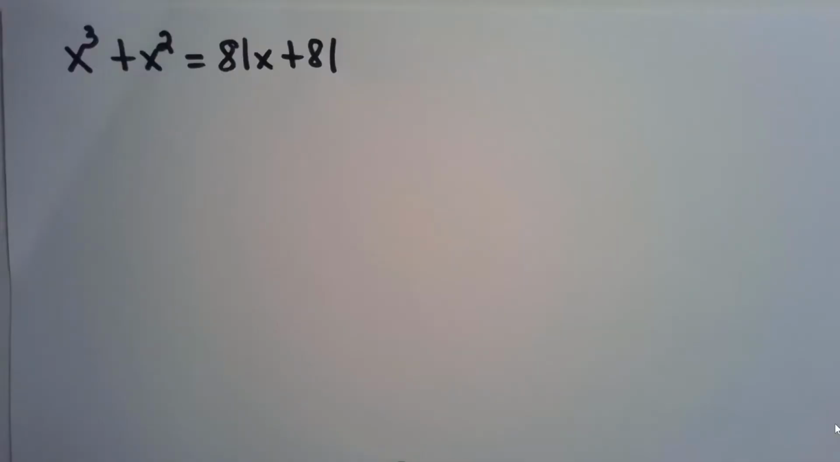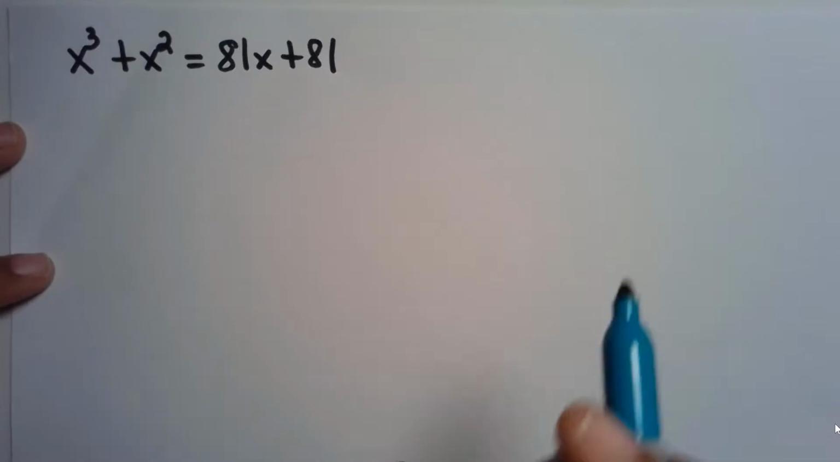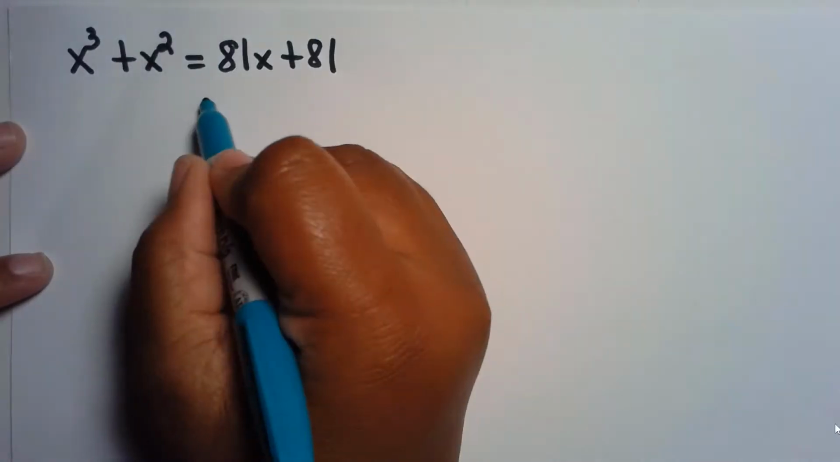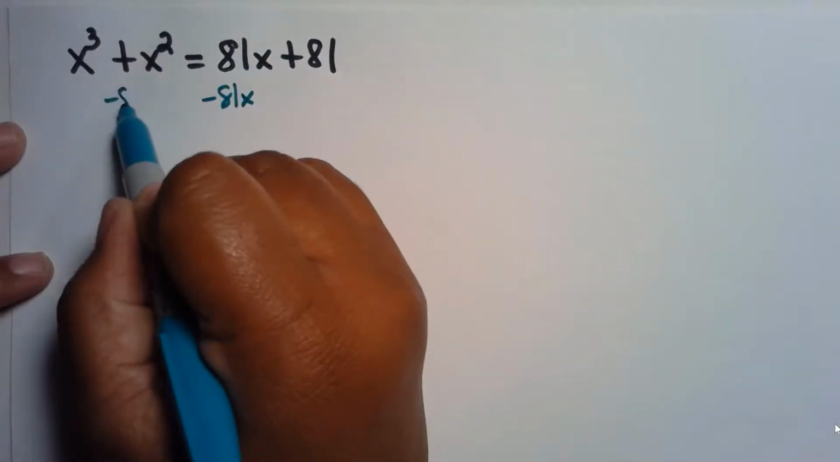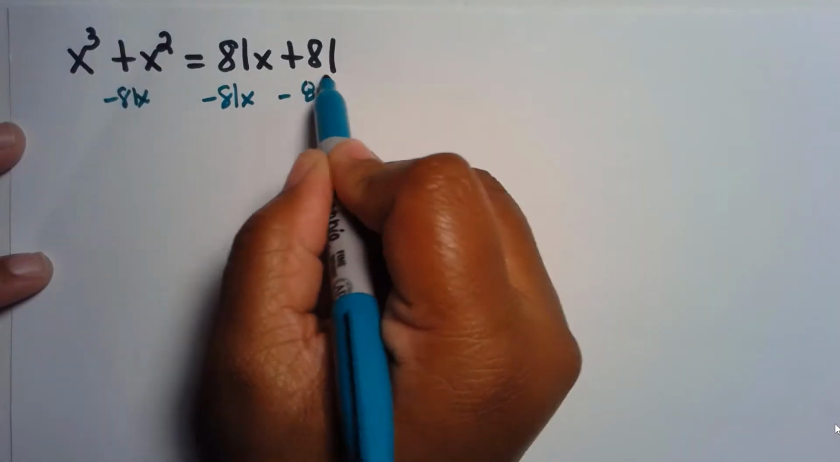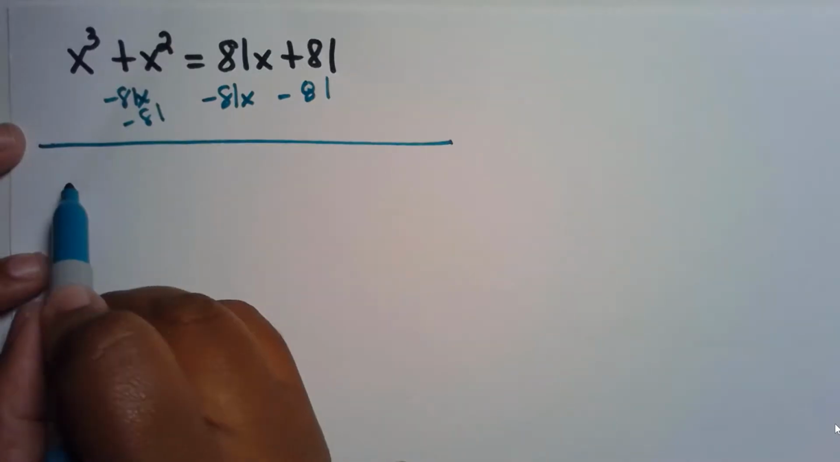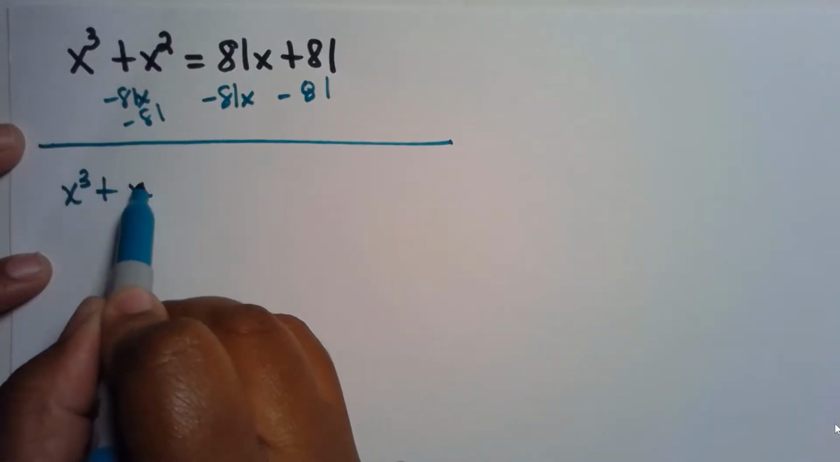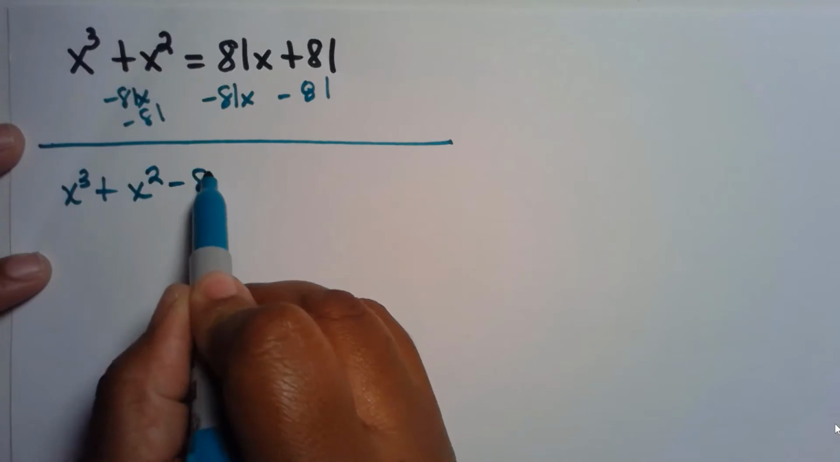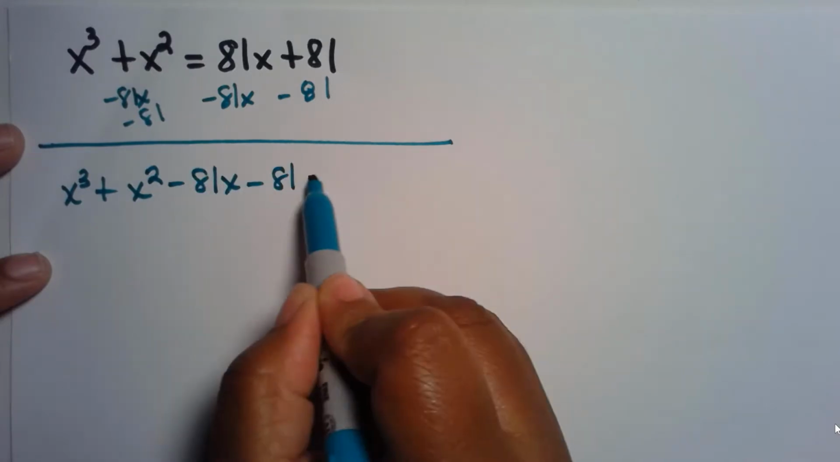Next example, we have x cubed plus x squared is equal to 81x plus 81. And we're going to solve this polynomial equation by factoring. So first things first, we want to make sure that this equation is equal to 0. So we're going to subtract 81x to both sides. We're going to subtract 81 to both sides. And we have x cubed plus x squared minus 81x minus 81 equals 0.